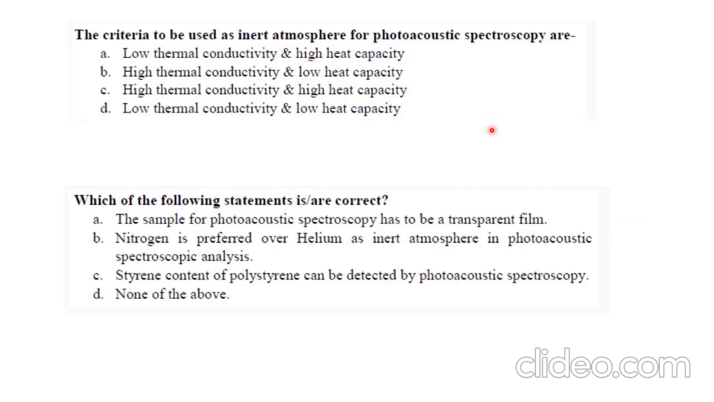So now coming to the questions. The criteria to be used for an inert atmosphere for photoacoustic spectroscopy are: can anyone answer, low thermal conductivity and high heat capacity, or high thermal conductivity and low heat capacity, or high thermal conductivity and high heat capacity, or low thermal conductivity and low heat capacity? I have discussed it in my previous slides. Can anyone answer?